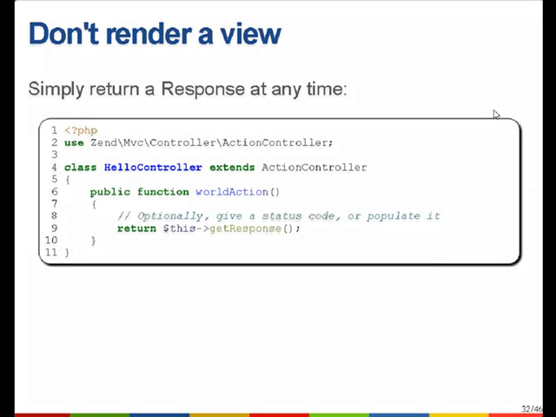And finally, of course, I mentioned before, you can choose not to render a view at all. And to do that, you simply return a response. You can use getResponse within an action controller to get the response. And if you return that response, then we will basically be saying, hey, I don't want to render anything. Usually, you're going to set the status code. You may want to populate it. Typically, you don't want to do view-related things within the controller, but if you absolutely need to, you can do that. So that's the way that you bypass rendering.